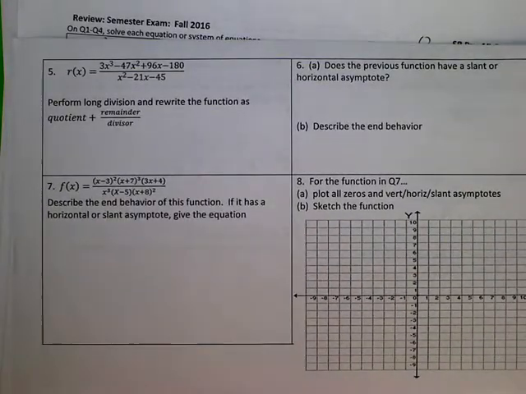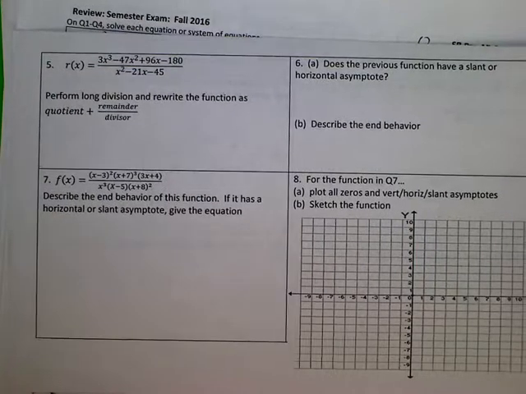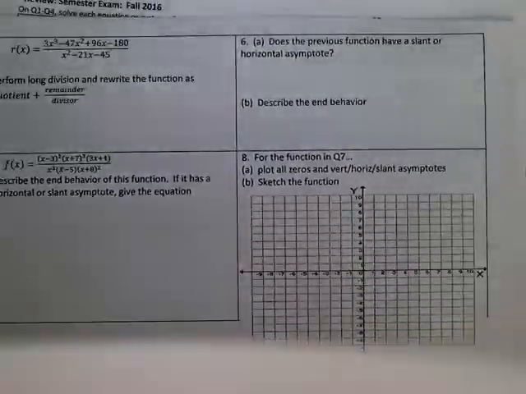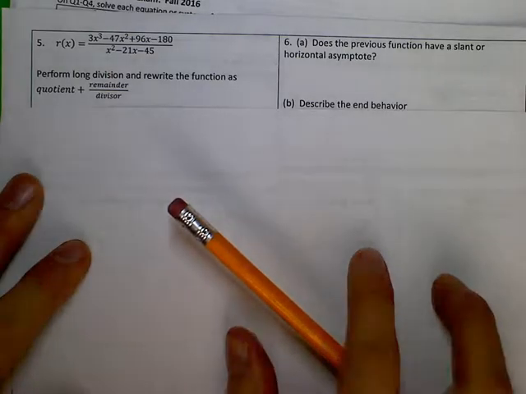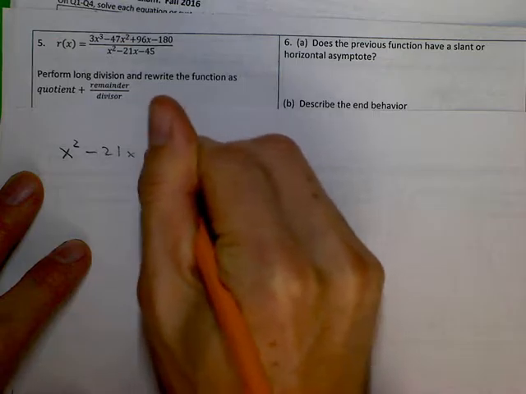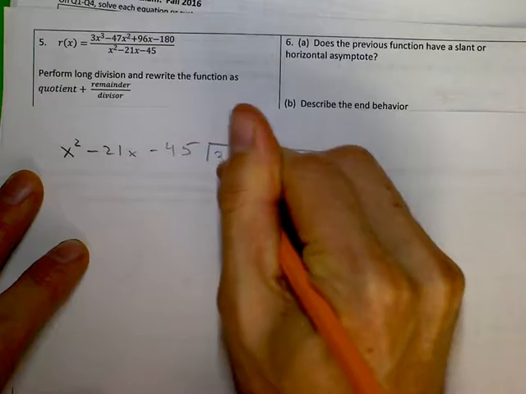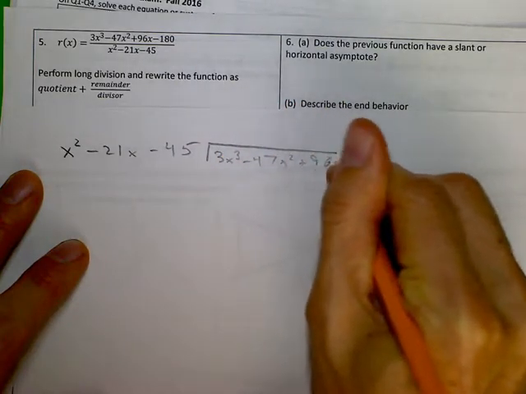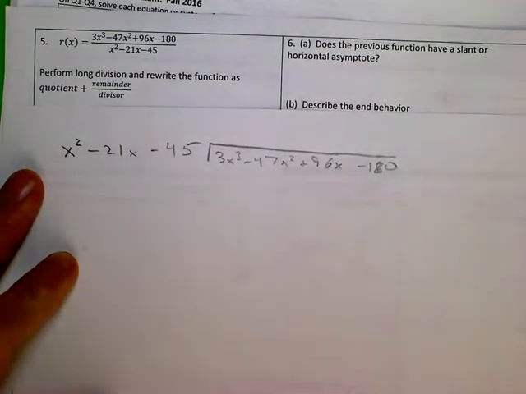Back page. So here we want to do some long division. I seem to have not left enough room to do that on the paper, so let me get some scratch paper. Okay. So x squared minus 21x minus 45 goes outside the house, and 3x cubed minus 47x squared plus 96x minus 180 goes inside the house.